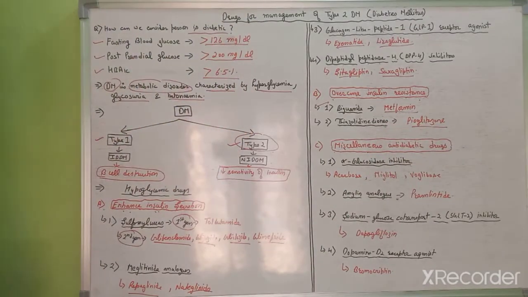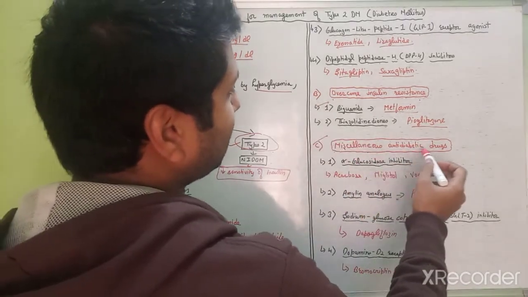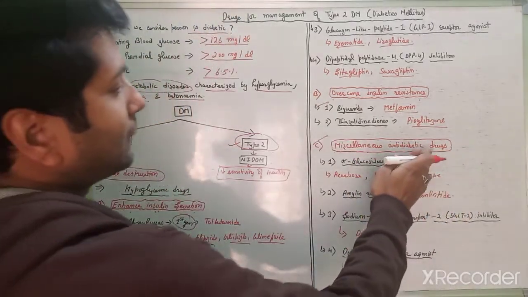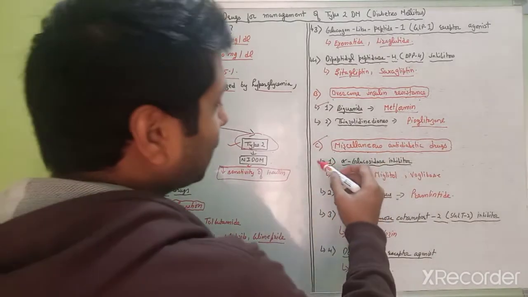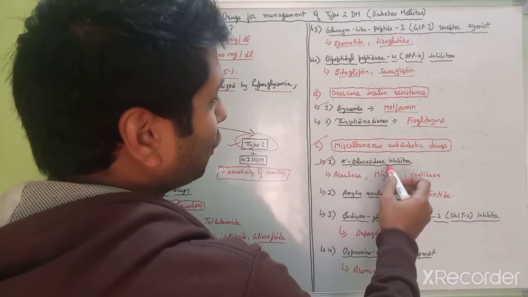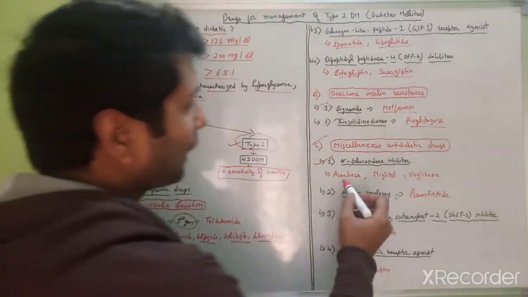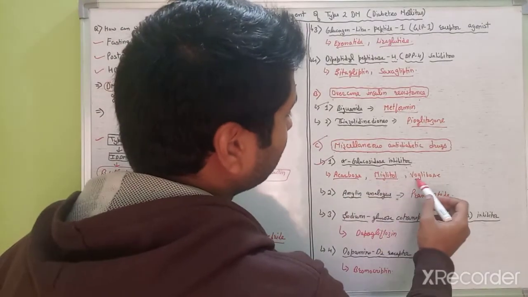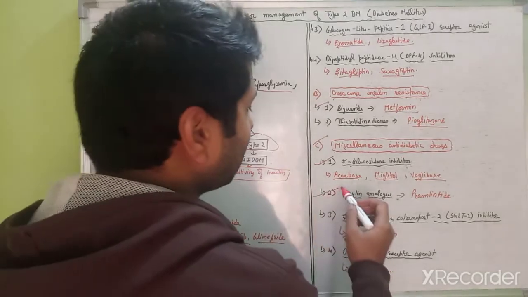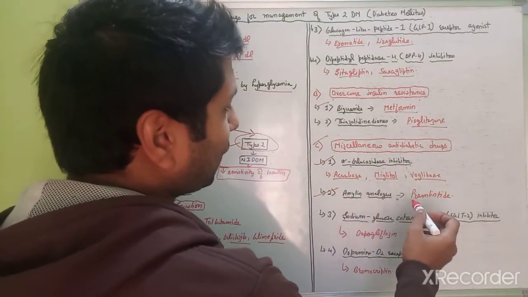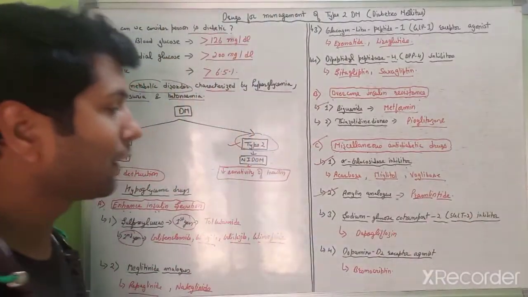Next, class C. In class C we have miscellaneous anti-diabetic drugs. In this class we have four categories. The first one is alpha glucosidase inhibitors. In this we have drugs like acarbose, miglitol, and voglibose. The second category is amylin analogs. In this we have a drug like pramlintide.